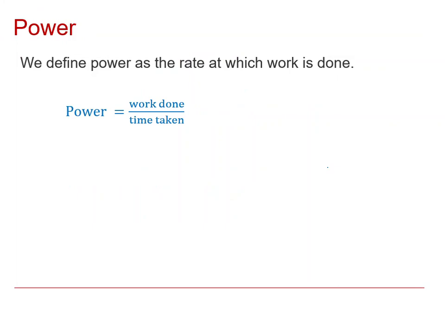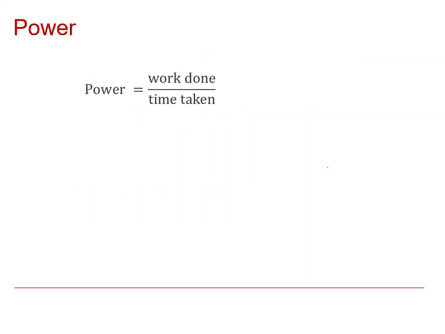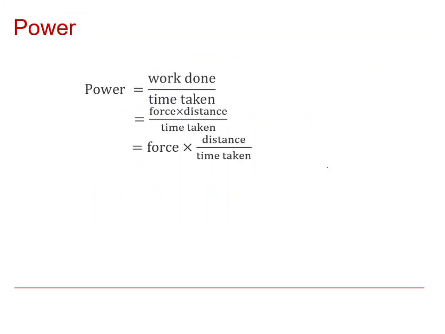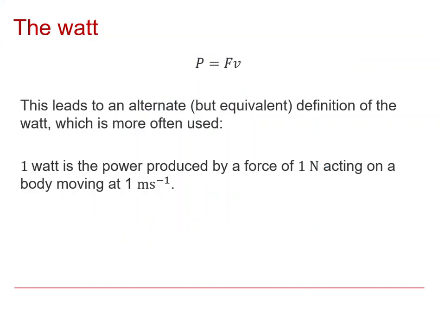Our basic definition of power was work done over time taken. If we look at that carefully, work done can be expressed as force times distance, and then regroup that, we get force times distance over time taken, and you'll recognize distance over time taken as speed. So power can be expressed as force times speed. That we'll remember in the formula P equals Fv, and we'll look at some of its immediate consequences now.